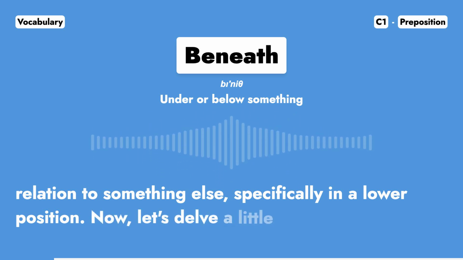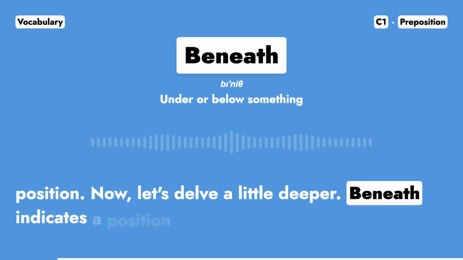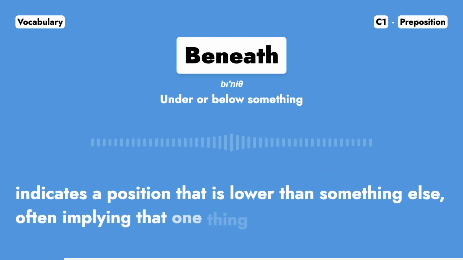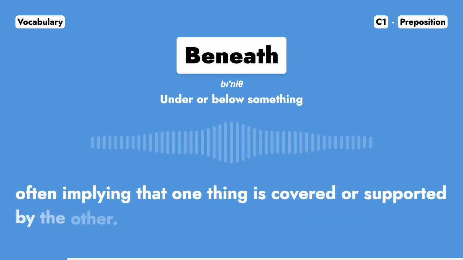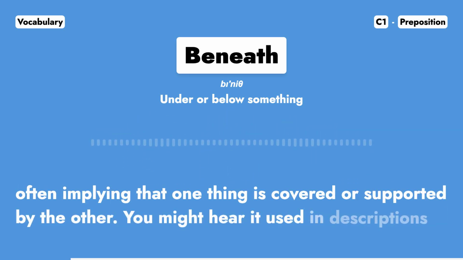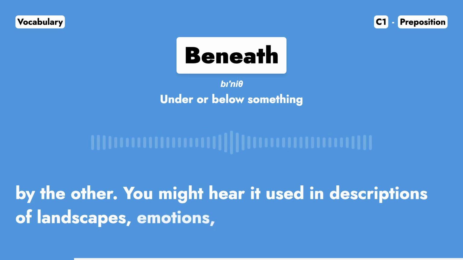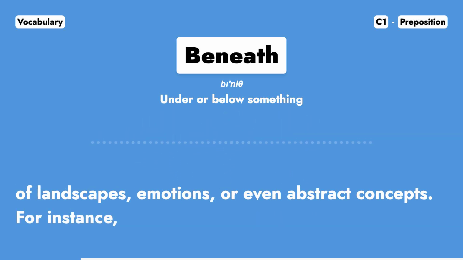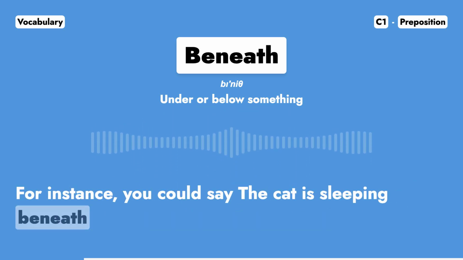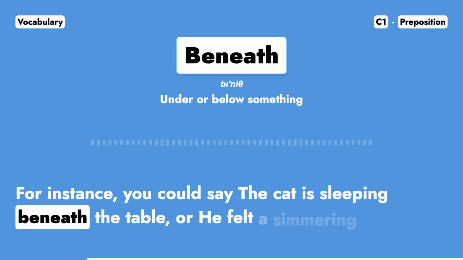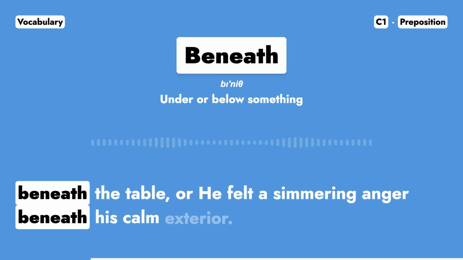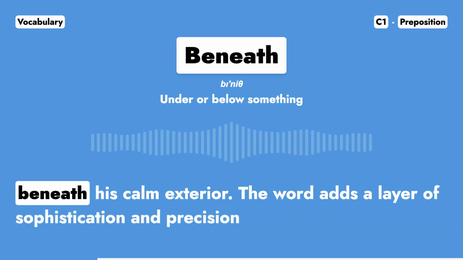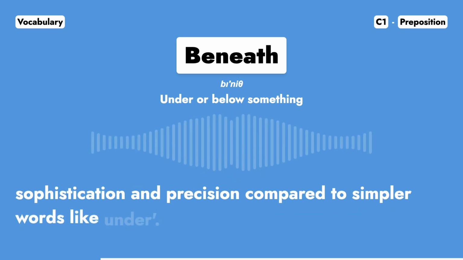Now, let's delve a little deeper. Beneath indicates a position that is lower than something else, often implying that one thing is covered or supported by the other. You might hear it used in descriptions of landscapes, emotions, or even abstract concepts. For instance, you could say the cat is sleeping beneath the table, or he felt a simmering anger beneath his calm exterior. The word adds a layer of sophistication and precision compared to simpler words like under.